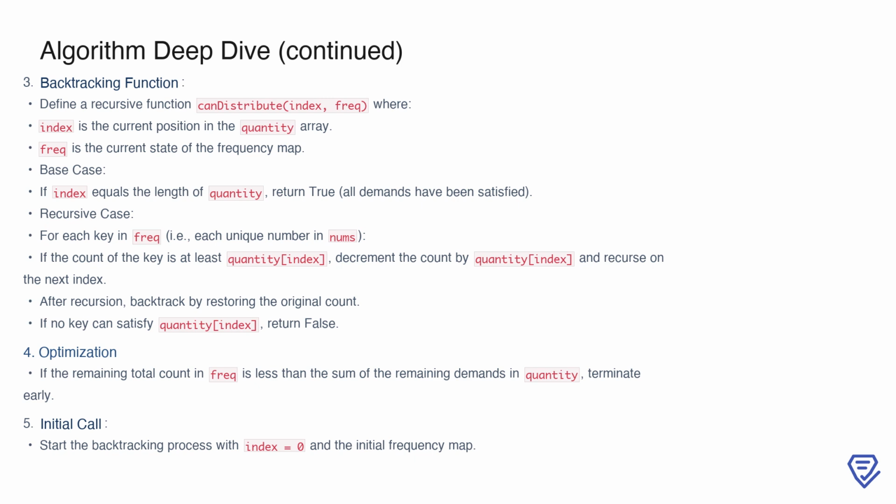After the recursive call, we backtrack by restoring the original count, ensuring the state remains consistent for other possibilities. Additionally, we incorporate an optimization step: if the total remaining count in the frequency map is less than the sum of the remaining demands in quantity, we terminate the recursion early, as it's impossible to satisfy all demands. Finally, the backtracking process is initiated with the first index of quantity and the initial frequency map.